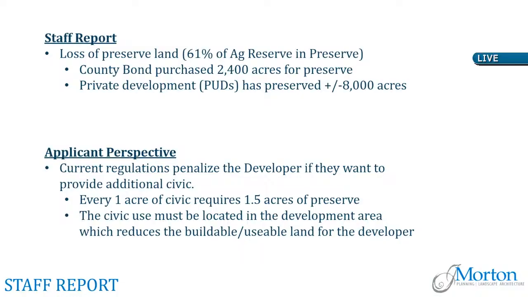From the developer's perspective, the text amendment provides a much needed incentive. The current policy actually penalizes developers for providing additional civic. They're penalized because every 1 acre of civic that is provided, they're required to preserve 1.5 acres of preservation. The current policy also requires that that civic acreage be located within the developable acreage, which means there's less land for the actual development to occur. And this is not a practical model.